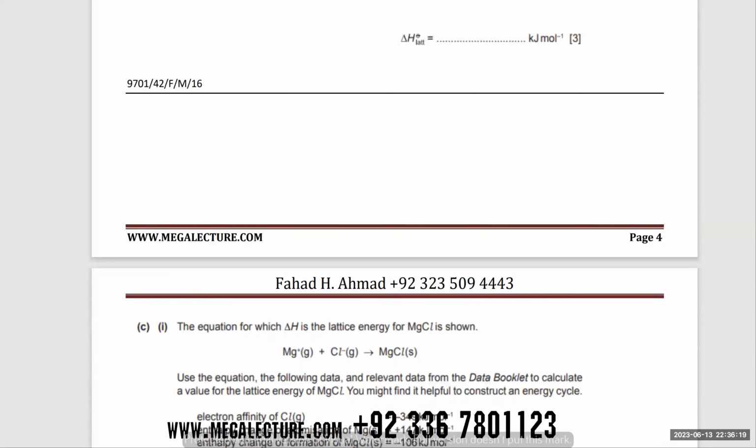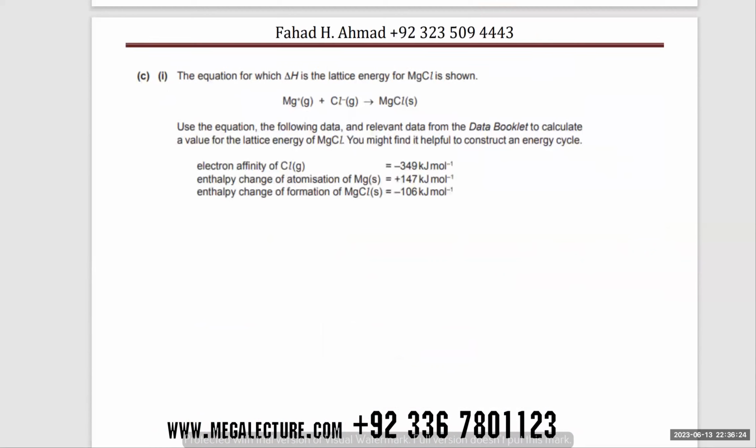So the next one. Can you draw the Born-Haber cycle? I'm going to write down the missing values. He says, write the equation, using the following data, construct an energy cycle to find a value for the lattice energy of MgCl. Now, just remember one thing, here Mg is +1. So the ionic lattice only has Mg +1. So you don't turn it into Mg +2. They're looking for this value, but you would have to construct the whole Born-Haber cycle.